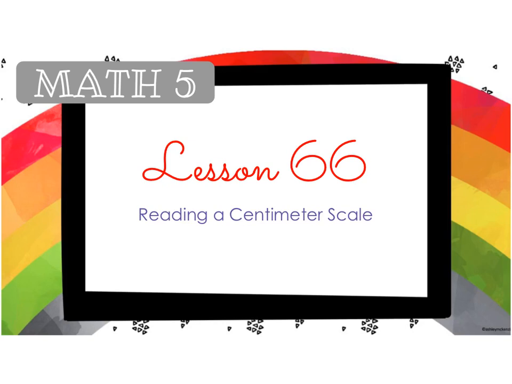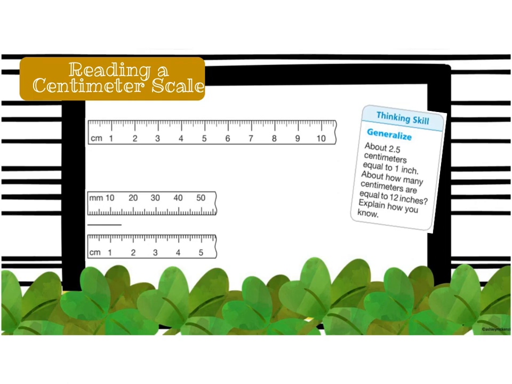Today in lesson 66, we are reading a centimeter scale. So here's some different examples of what you might see as far as types of scales. Okay, what do these look like? Rulers. Yeah. So when you have a regular ruler, you typically have inches on one side and centimeters down on the other side.